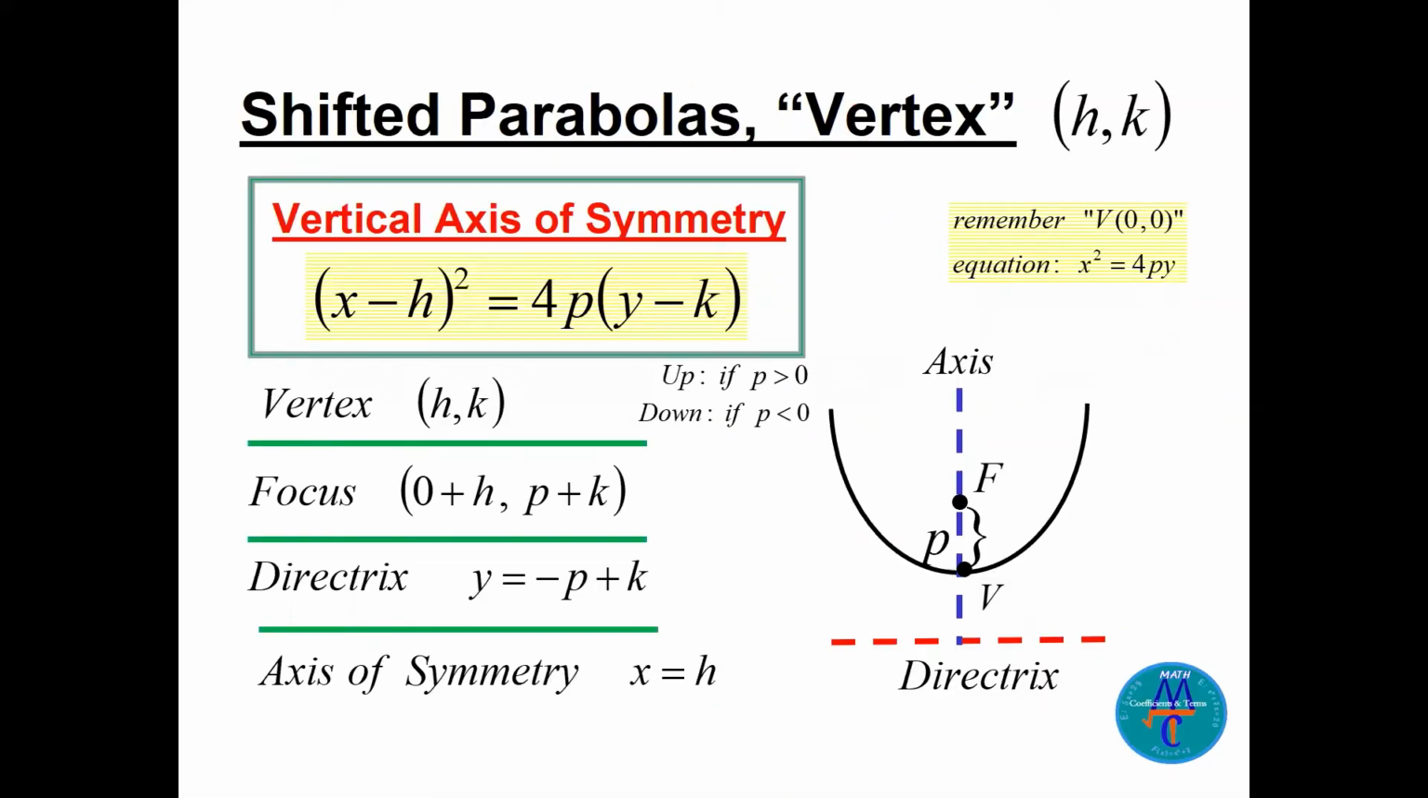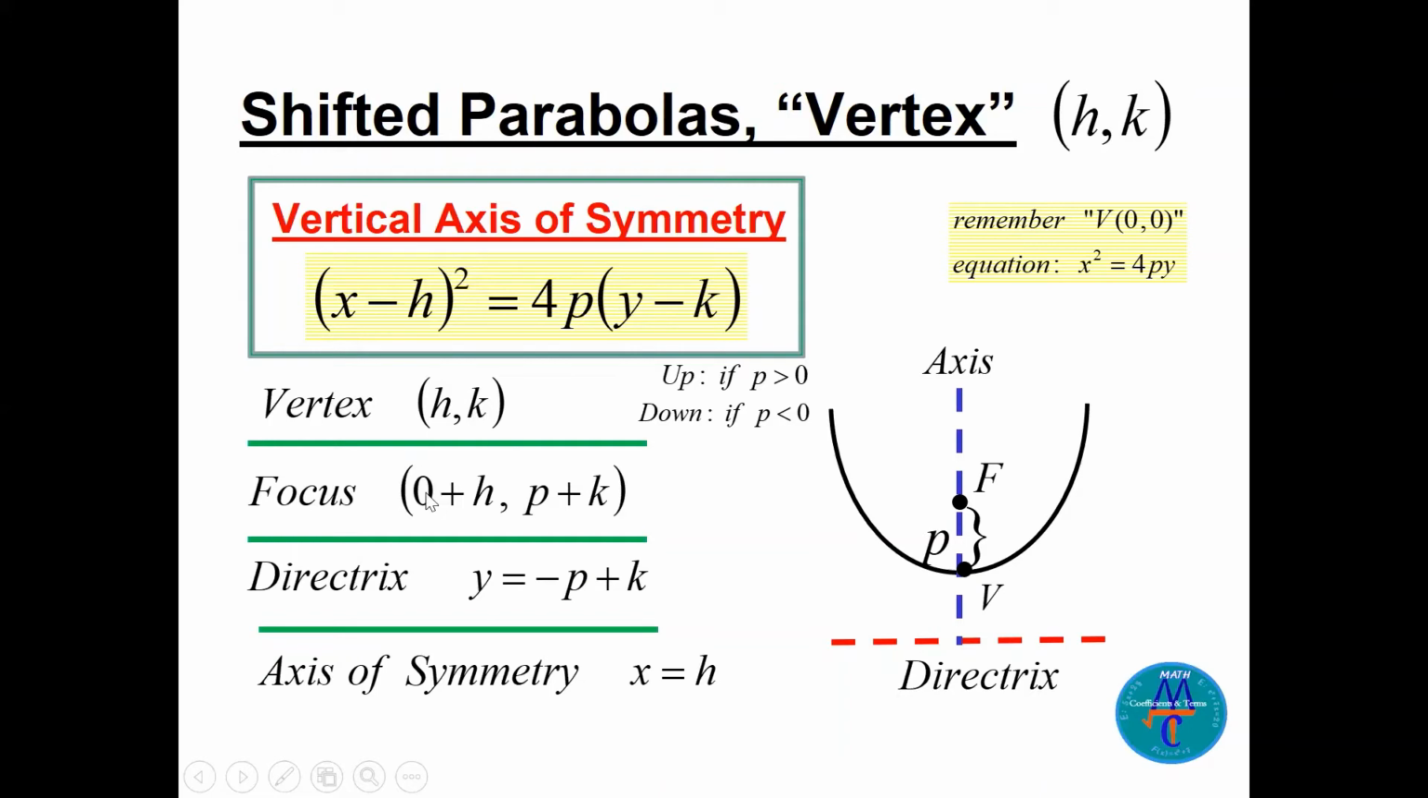Now let's start the shifted parabolas. Same idea, guys. I put it here on the side. Remember, when the vertex is (0, 0), this is what we have explained in the first 6 examples: the equation is x squared equals 4py. Now the vertex is (h, k). I put h always related to x and k related to y. So we have (x minus h) squared equals 4p times (y minus k). Same equation with a shifted vertex. So the vertex now is (h, k).